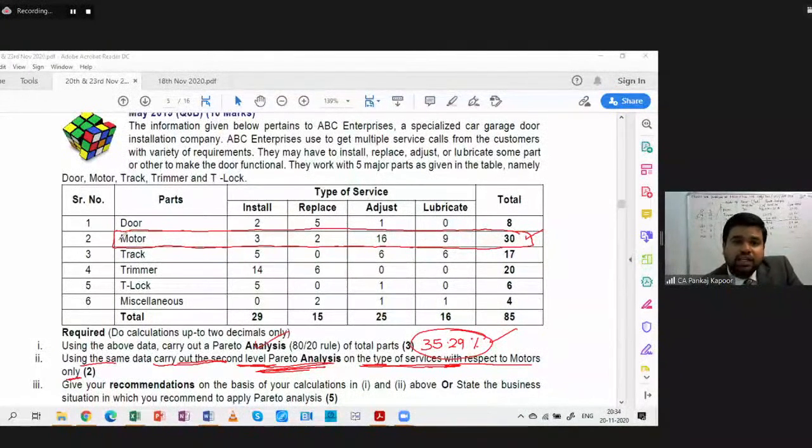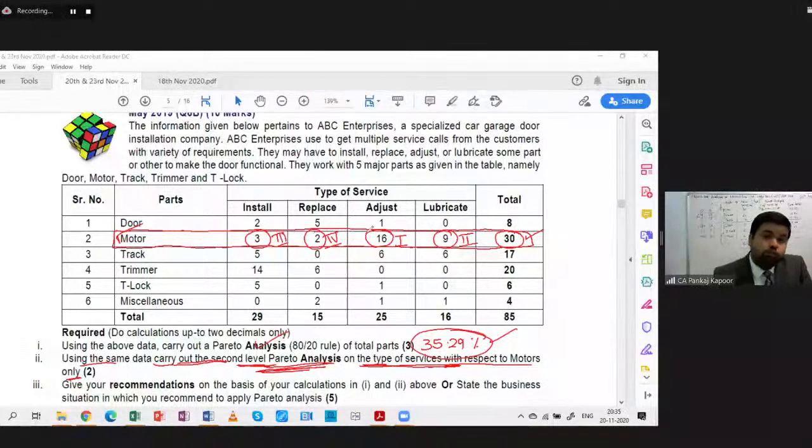Whenever we get an issue regarding the motor, 16 of the 30 cases are those where we need to adjust the motor. So its significance is number 1. The 9 are the cases when we need to lubricate only. Its rank is number 2. Then the 3 are the cases where we need to install the motor. Its importance is number 3. And there are only 2 cases where we need to replace. So its importance is number 4.